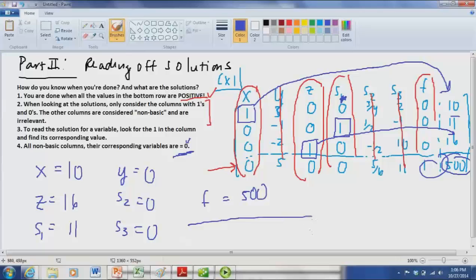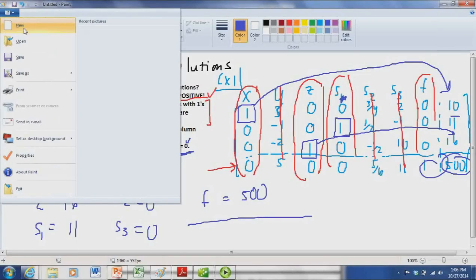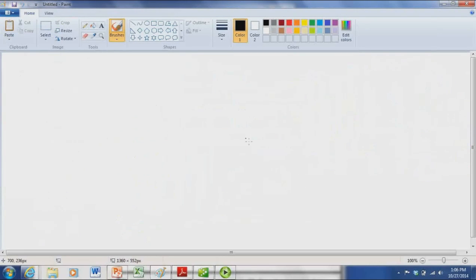Okay, so there you go. I think I'm going to go right into part 3 and actually set it up. All right, and actually solve one. So there's how you read off your solutions. Moving on to part 3. All right, so in part 3, solving. This is definitely going to take 2 pages at least. All right, and the one that I was going to do, let me go grab it.